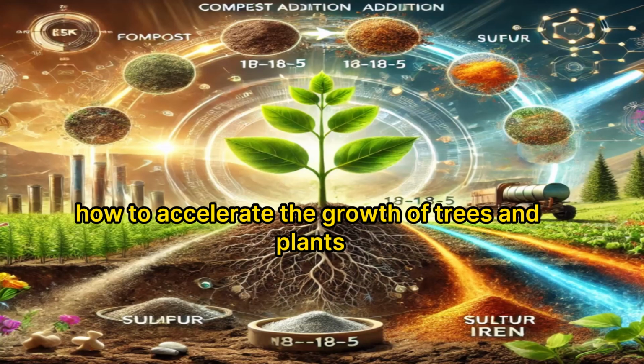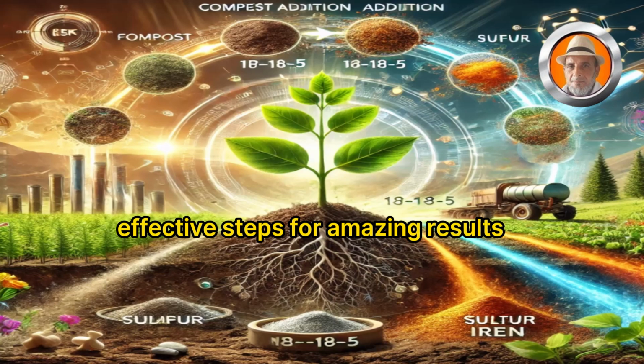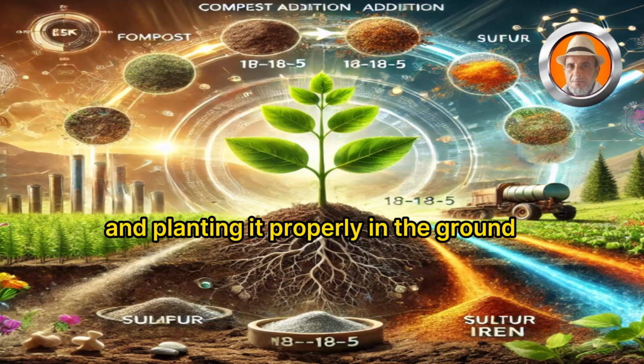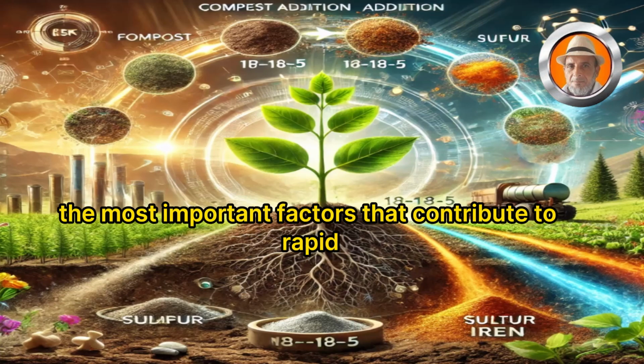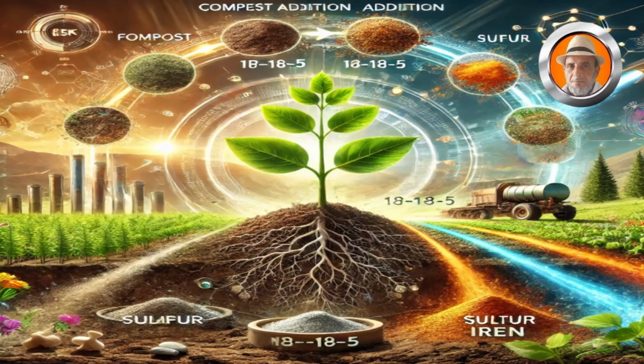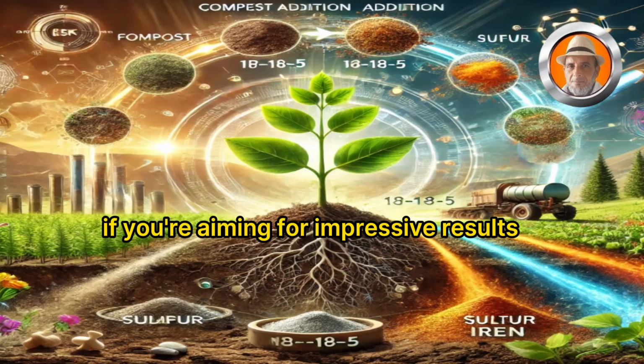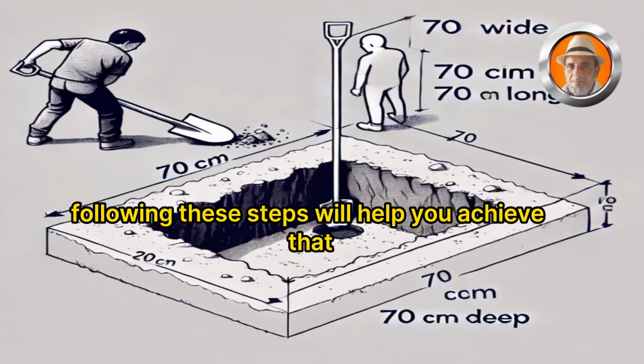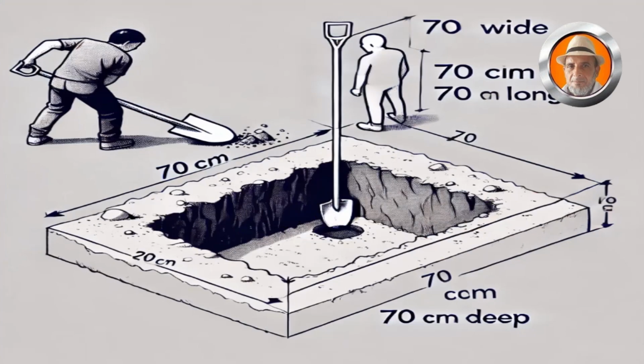How to accelerate the growth of trees and plants. Effective steps for amazing results. Obtaining a healthy seedling and planting it properly in the ground are among the most important factors that contribute to rapid plant growth. If you're aiming for impressive results in growing trees and plants, following these steps will help you achieve that. Step 1. Preparing the hole.